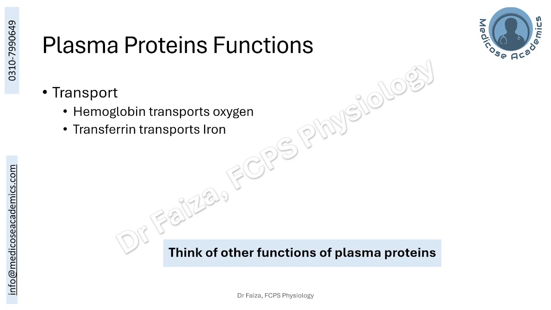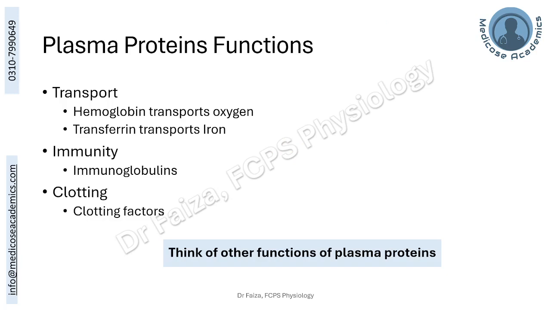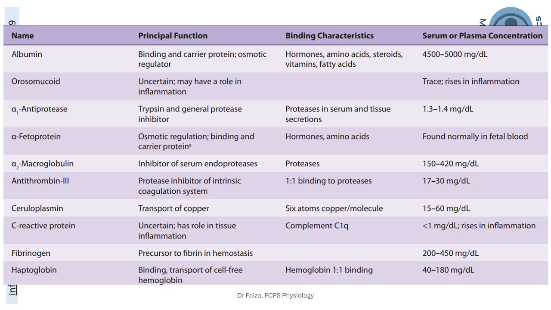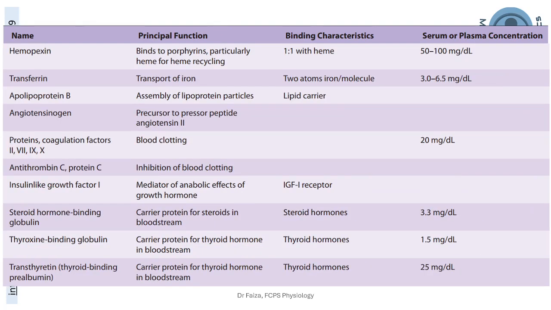Transport of oxygen, for example, by hemoglobin. Transport of iron. Immunity functions by the immunoglobulin proteins. Clotting by the clotting factors. And here I'm going to show you 2-3 images of a series of plasma proteins and their principal functions that you can review by yourself. This is from the Ganong's Review of Medical Physiology.